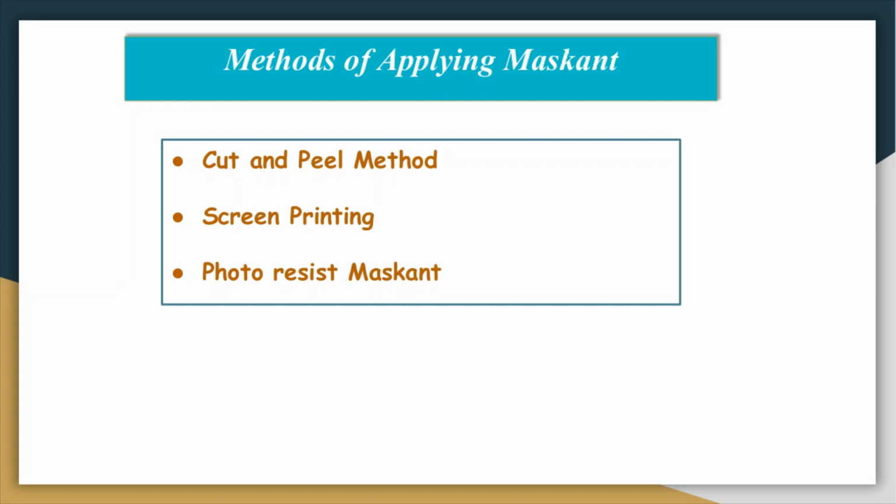Now let us discuss the maskant. Maskants are the substances which are used in chemical machining for protecting the surface from chemical etching by the etchant. So these maskants are basically of three types, or we can say methods of applying maskant. The first method is the cut and peel method, second is screen printing, and third is the photoresist maskant. Now let us discuss in detail one by one.